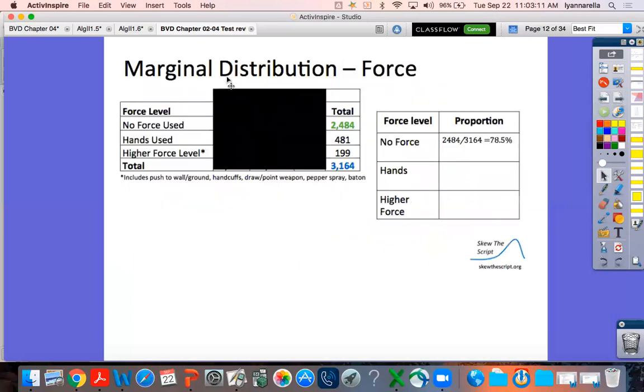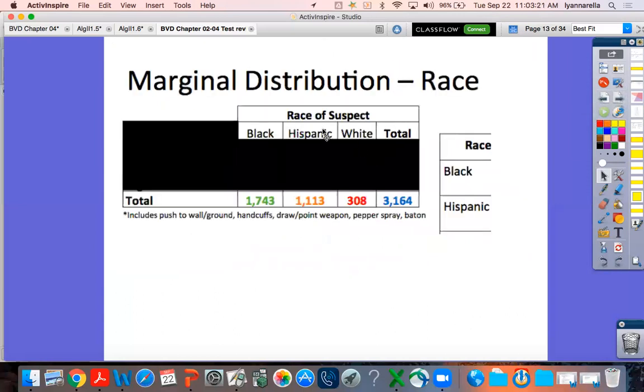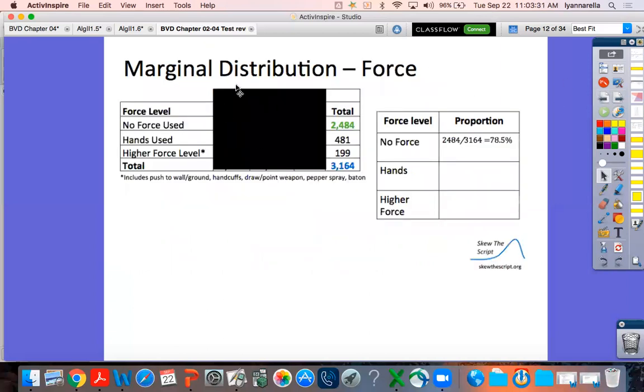So here's their marginal distribution by force. And I'm not sure why that's black. You'll have to watch the video. He's got the numbers showing. And here's the marginal distribution by race. So when you cover up the force column and all you see is the names of the races, then you're doing marginal by race. If you cover up the race column and you can't see the names, then you're doing the marginal by force. So whatever words are gone, the marginal is the word showing.